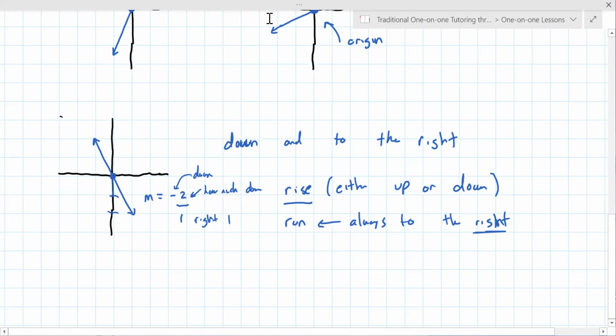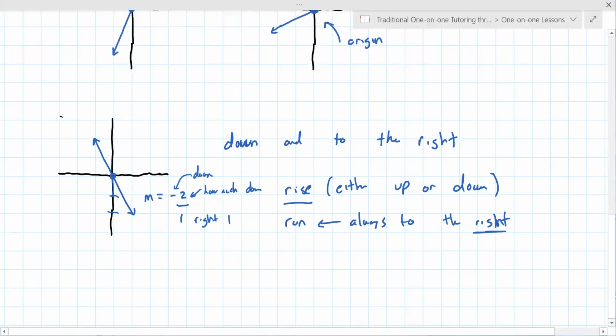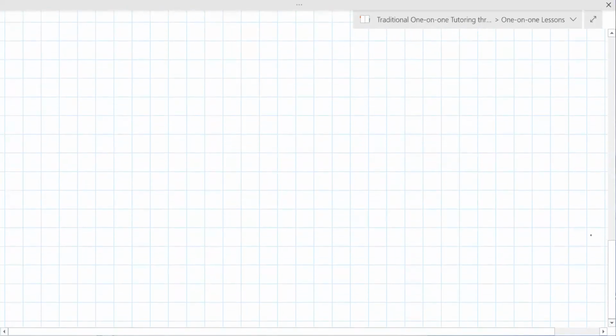So you start at the bottom and you go up. Wait, I might need a redo of that. I understand. I've said a lot of things. Let's look at some examples here.